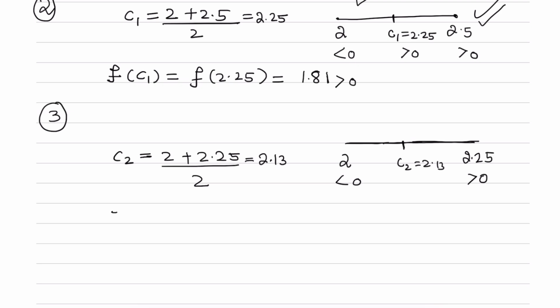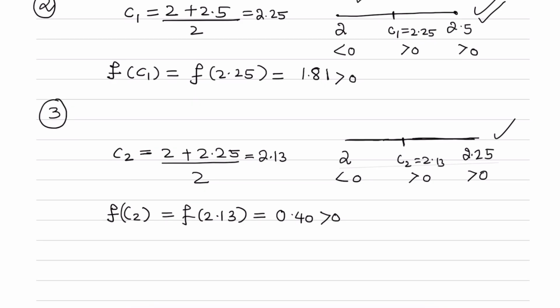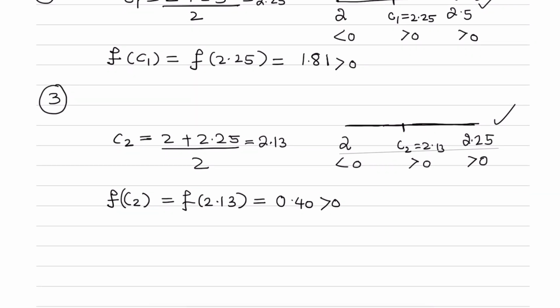Every time you bisect an interval at a point, you find the value of the function at that point, f of 2.13, which you will see in your calculator. It gives you 0.40, which is positive. So we will look at this interval. F at 2.13 is positive. Okay, so now the question is, should I stop here? F of C2 is 0.40.